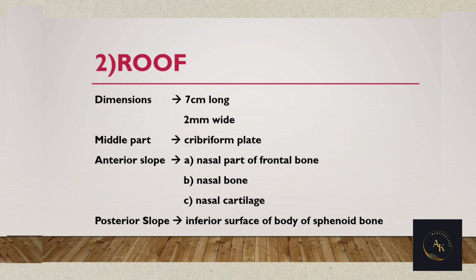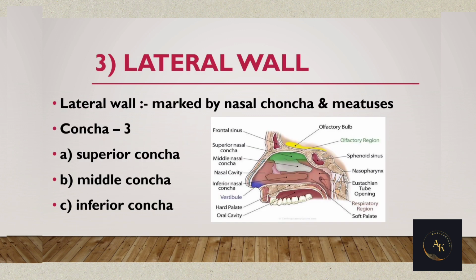Roof. Roof is 7 cm long and 2 mm wide. Middle part of roof is formed by cribriform plate. Anterior slope of roof is formed by nasal part of frontal bone, nasal bone, and nasal cartilage. Posterior slope of roof is formed by inferior surface of sphenoid bone.